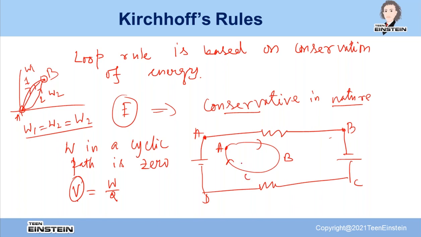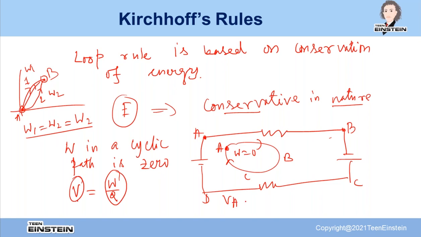So work done is 0. That means your potential, since work done per unit charge is defined as potential, there will be no change in the potential at A. So VA minus VA is 0. That's why in a loop, the change in the potential will be 0. So this is the basis for the loop rule.